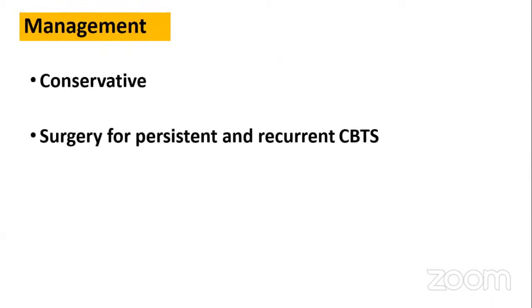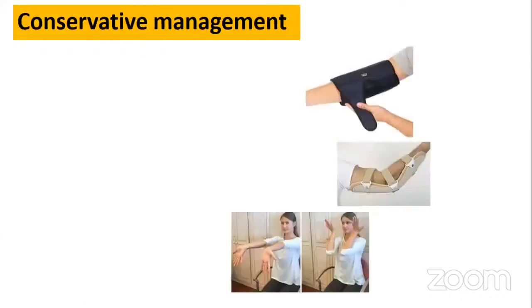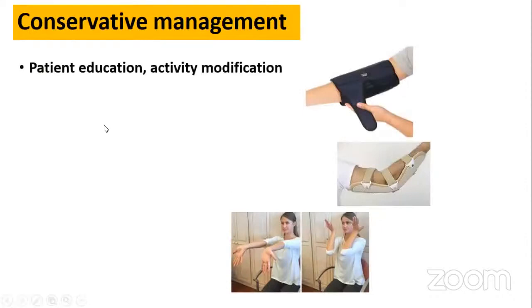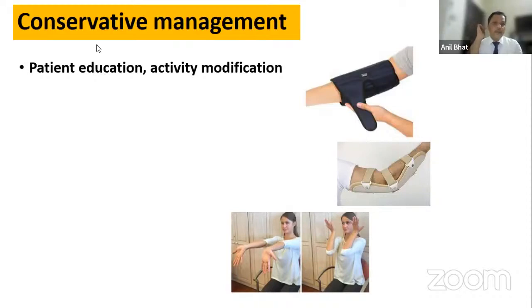Conservative treatment to start with, and surgery for persistent and recurrent cubital tunnel. There are salvage procedures also, because here the nerve palsy is quite evident. You'll have to tell people how to place their elbow when they're working. A lot of times we place our elbow here and cause a lot of compression here. So that is one thing. Activity modification, you can use braces.